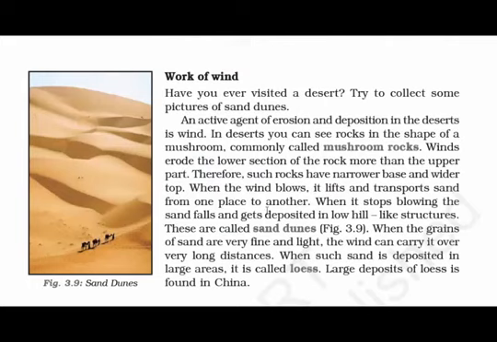And last but not the least, let's read about the work of wind. Another type of agent of erosion and deposition is the wind. Now usually in deserts you'll see the shape of the rocks are mushroom types, so they are called mushroom rocks. The reason they are called mushroom rocks is because the wind takes away the lower section of the rock more than the upper part. Therefore such rocks have a narrower base and wider top. So when the wind blows, it takes away the sand from one place to another, and when it stops, the sand is deposited and becomes a low hill.